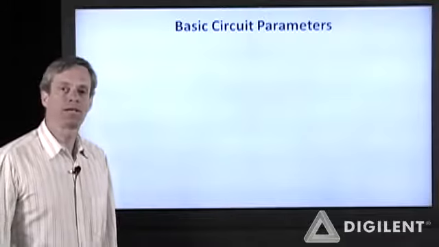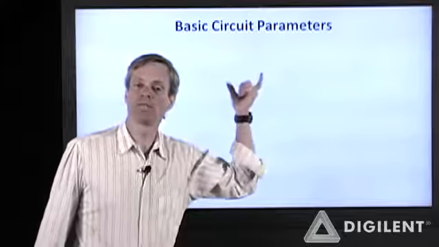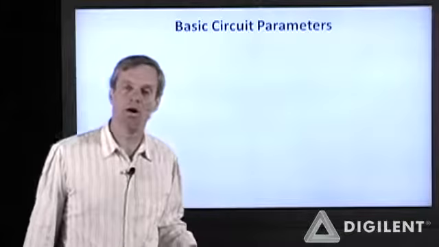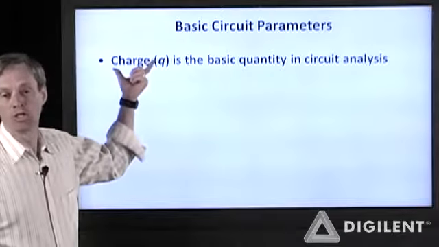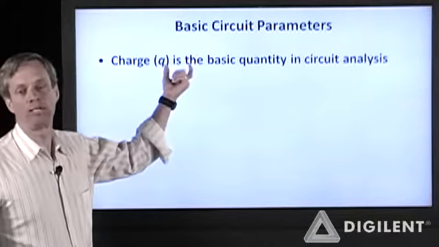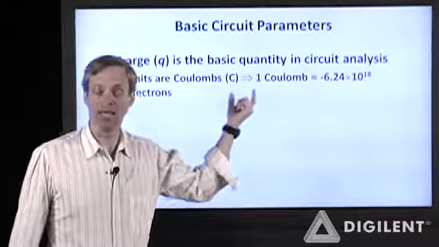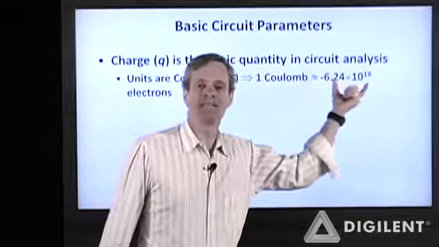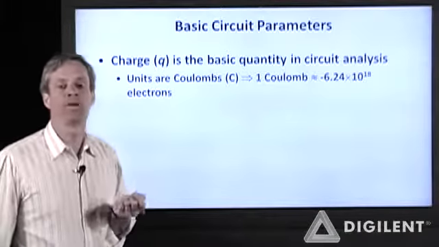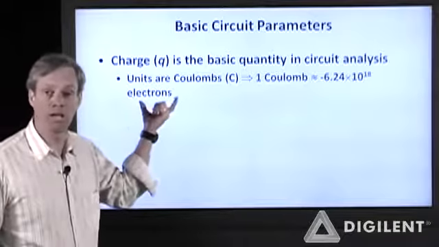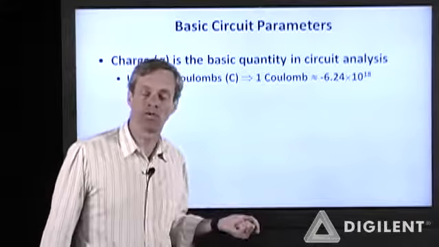There are a few basic electrical parameters that we'll be dealing with throughout the course of the semester. I'd like to introduce those now. The most fundamental electric circuit parameter is charge. It is abbreviated as lowercase q. The units of charge are coulombs, capital C. 1 coulomb is defined as about 6.24 times 10 to the 18th electrons. The fundamental unit of charge is 1 electron. Charge has to occur in integer numbers of electrons.